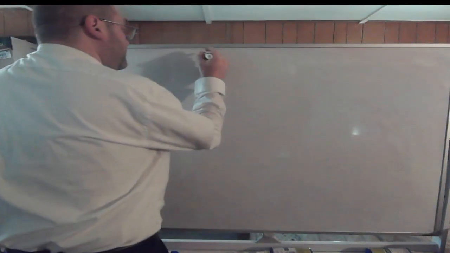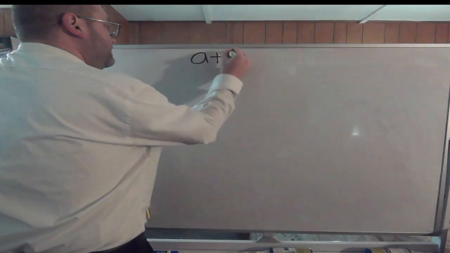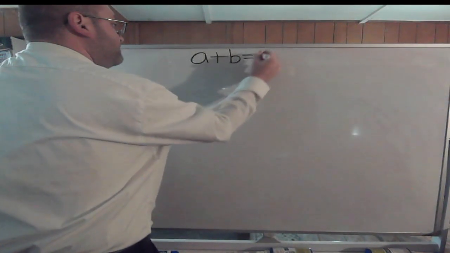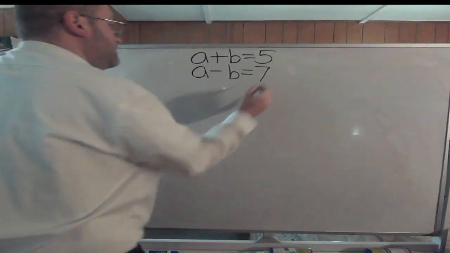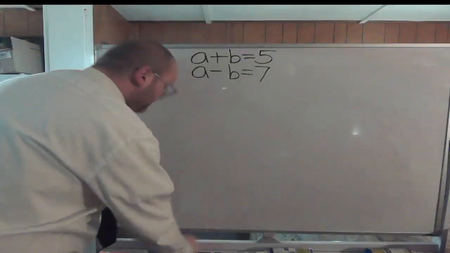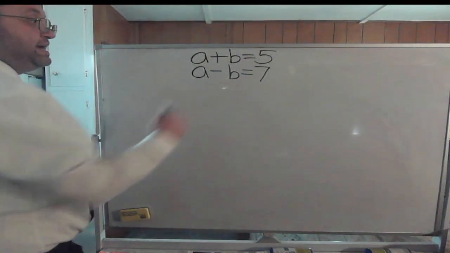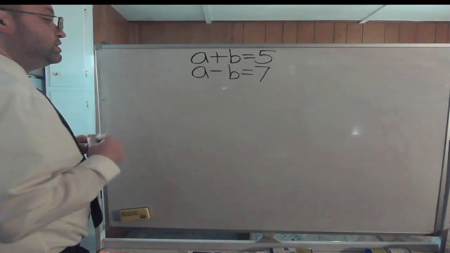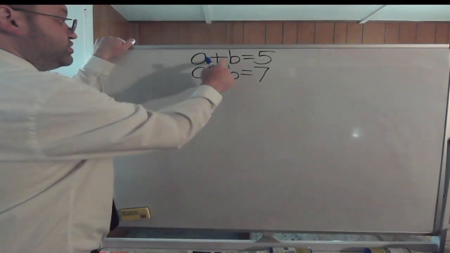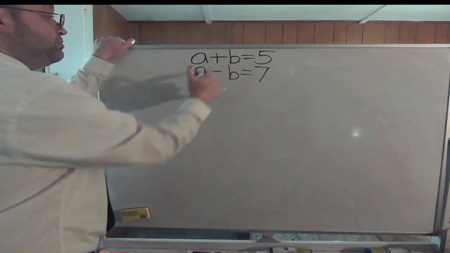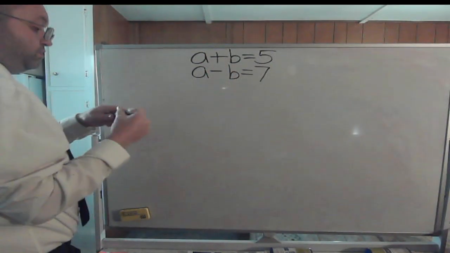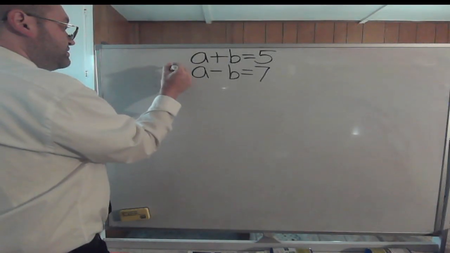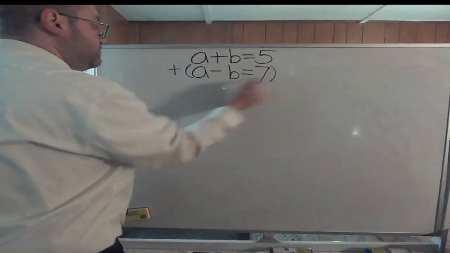Let's see. We have a plus b equals 5. Then we have a minus b equals 7. So we are given a plus b equals 5 and then a minus b equals 7. If you notice, in the first equation the b has a positive coefficient of 1, and in the second equation the b has a negative coefficient of 1. So that means we can just add the second equation to the first. Let's go ahead and do just that.